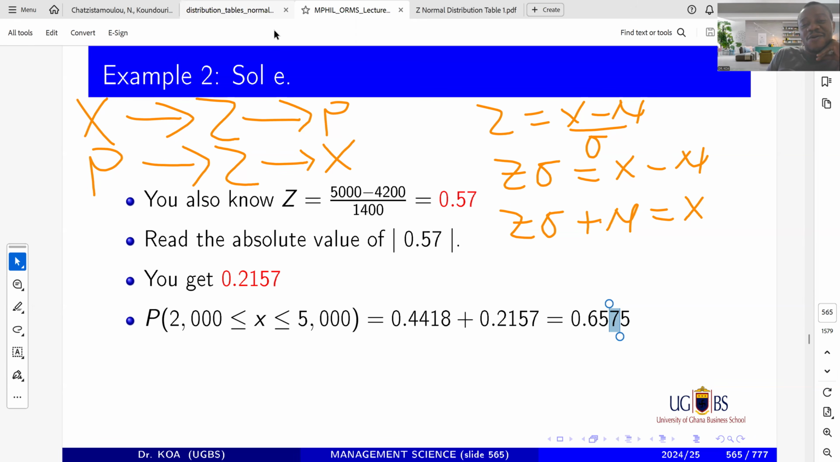So if I know the probability, I can use it to get to the Z. And that part is a very tricky part. Once I get a Z, I can easily get an X. Let's take a scenario.